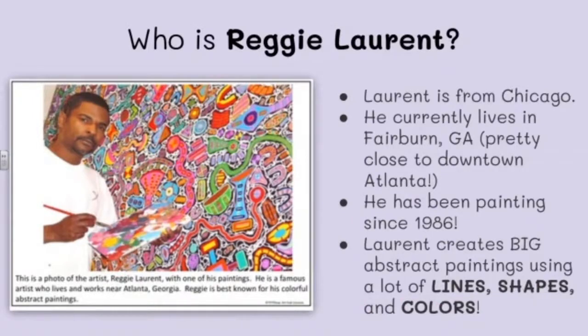Now you might be thinking, Mr. Word, what does abstract mean? Well, abstract art is art that only uses lines, shapes, and colors. There's no realistic looking picture here. Like if I was going to draw a tree, I would want it to look realistic. But Mr. Laurent uses shapes and color and line to create his work, which makes it more abstract.